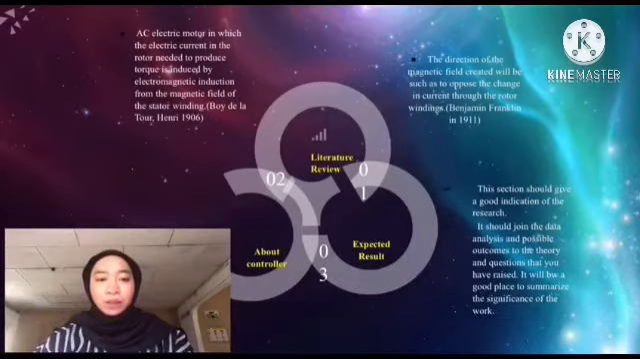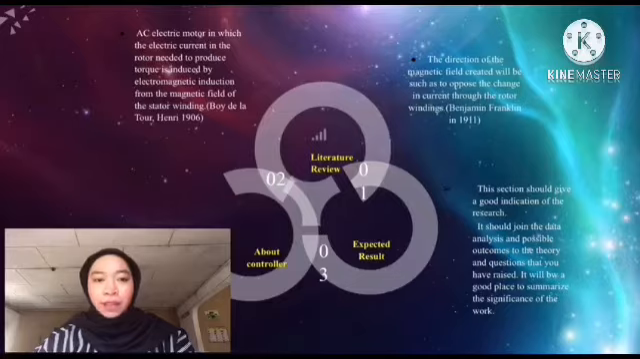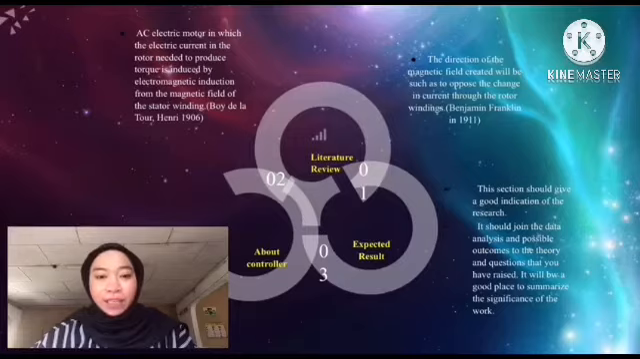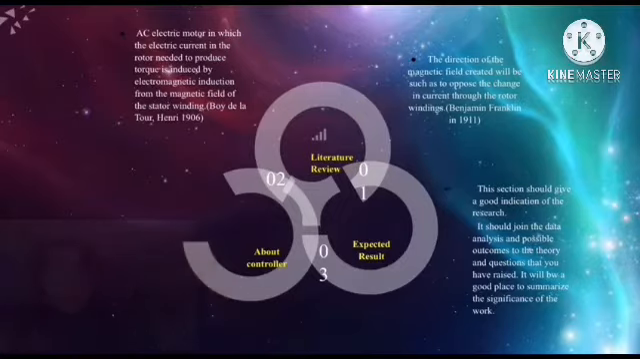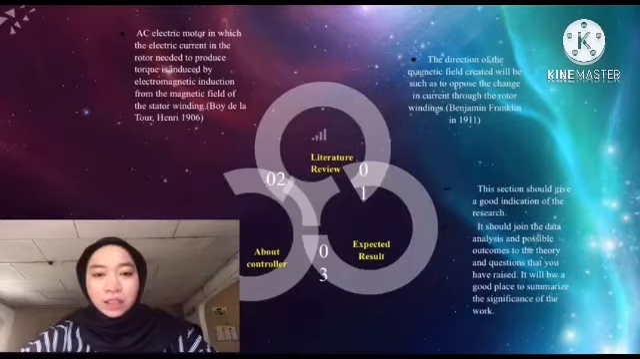So, next about controller. AC electric motor in which the electric current in the rotor needed to produce torque is induced by electromagnetic induction from the magnetic field of the stator winding. Next, Benjamin Franklin stated that the direction of the magnetic field created will be such as to oppose the change in current through the rotor winding. For the expected result, this section should give a good indication of the research.